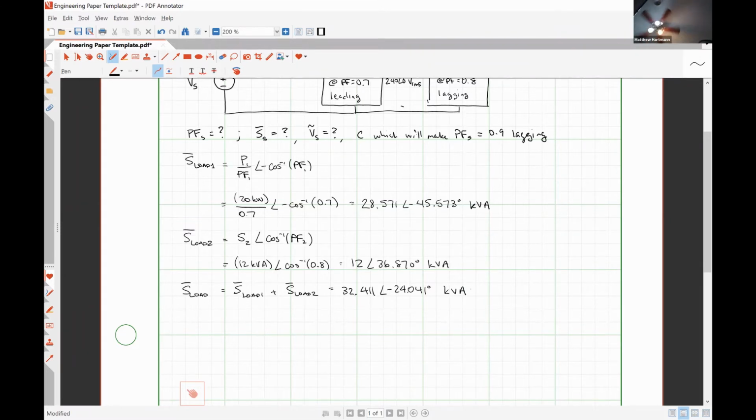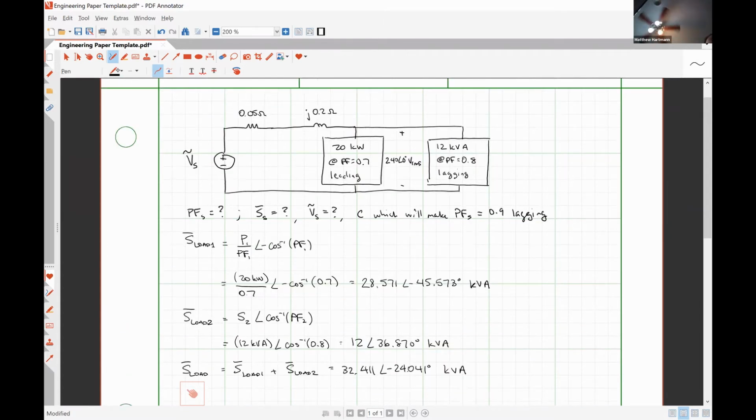Now, our ultimate goal is to find the complex power supplied by the source. And if we look at our circuit, we've figured out what the complex power absorbed by this load is. We figured out what the complex power absorbed by this load is, but we don't yet know what the complex power absorbed by our transmission line is. And at present, we don't know what the voltage drop over our transmission line is, nor do we know what the current flowing through our transmission line is. So that's going to make things a little bit more difficult.